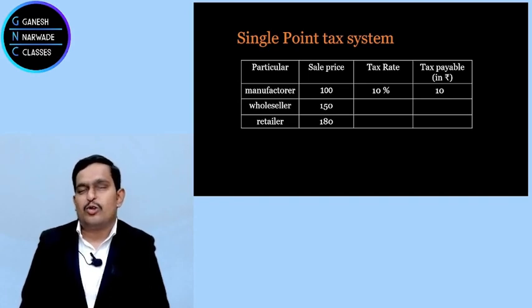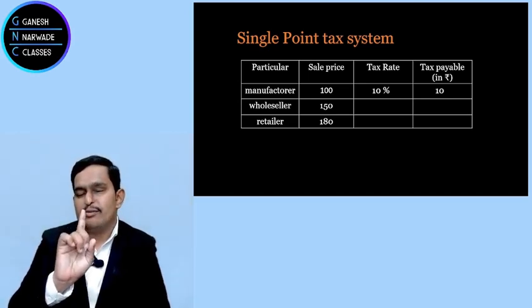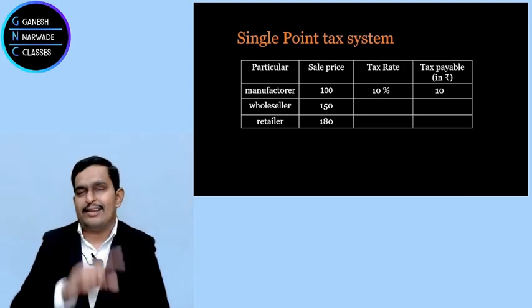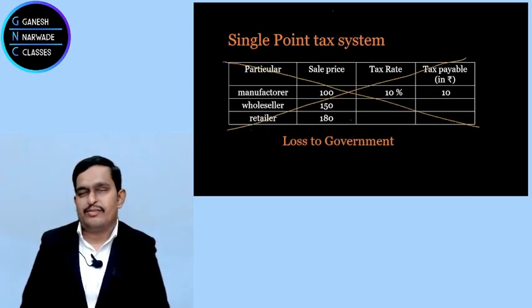Very good. So they lost that extra 8 rupees by collecting tax only at one point, and that is the limitation of the single point tax system. So let's cancel it. This system is not good because there is a loss to the government. The government totally lost 8 rupees in this example. Just for our understanding, I took random numbers, but in reality it is a very big amount.